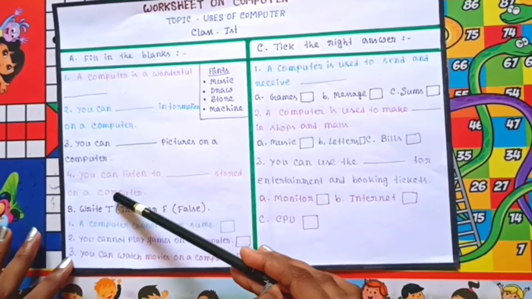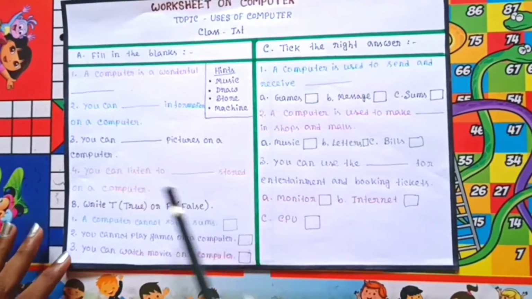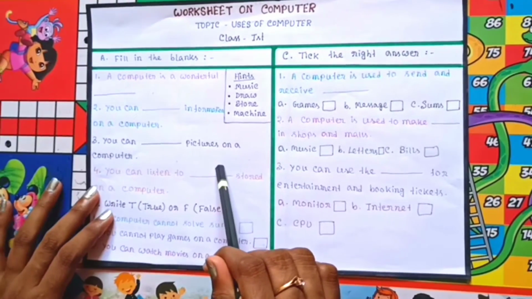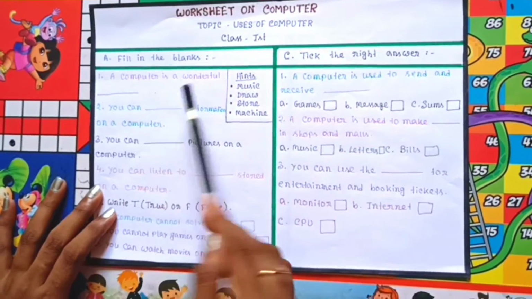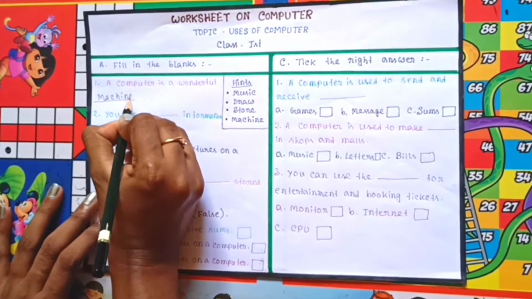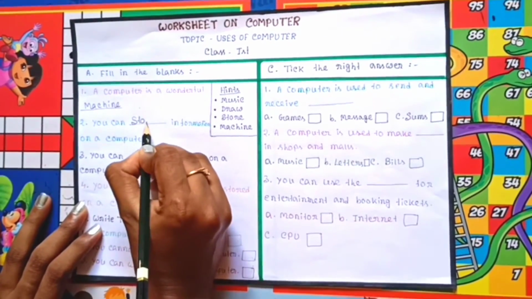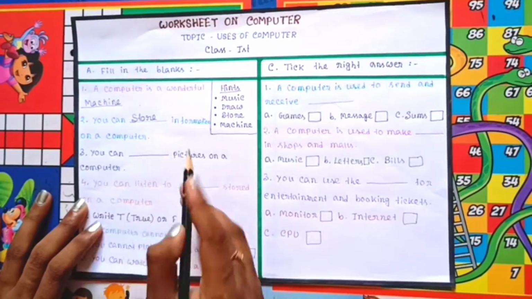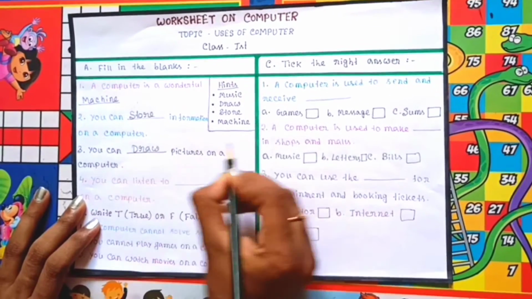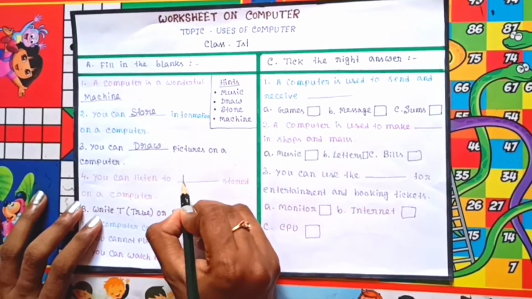Here some sentences are here and here some hints. This word is put in this sentence. Okay? Where is appropriate? First question: a computer is a wonderful machine. Next, you can store information on a computer. You can draw pictures on a computer. And the last question is you can listen to music.